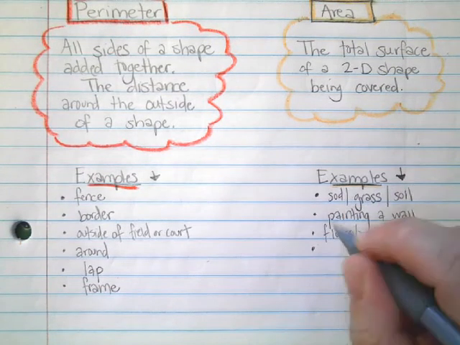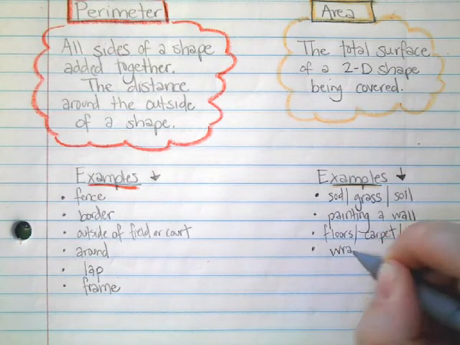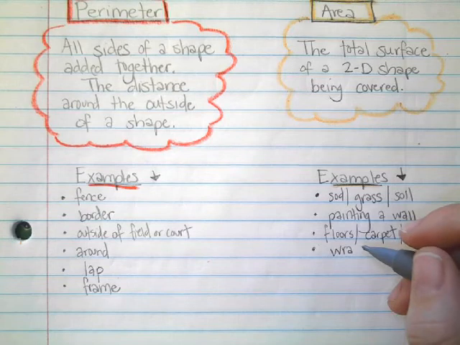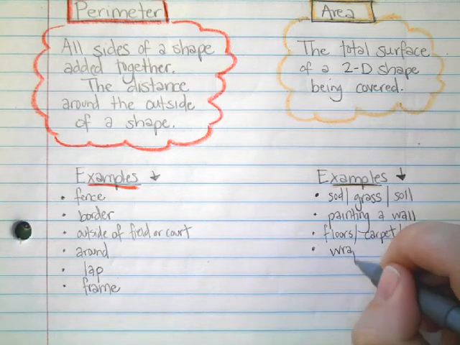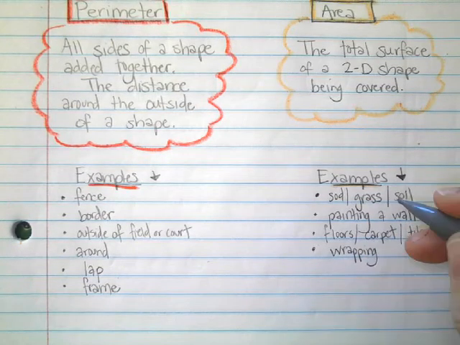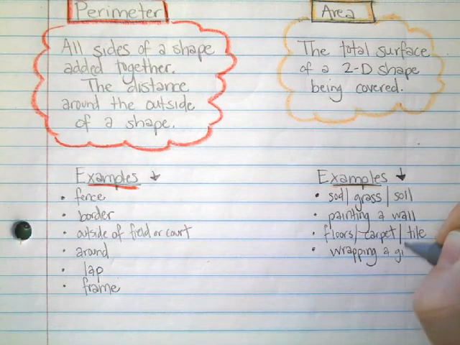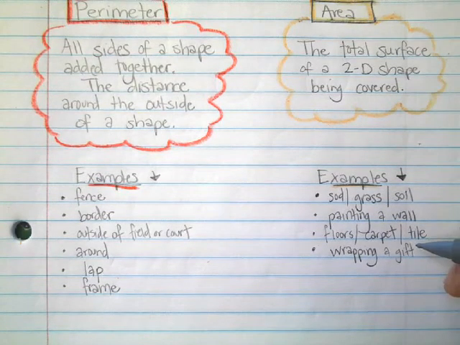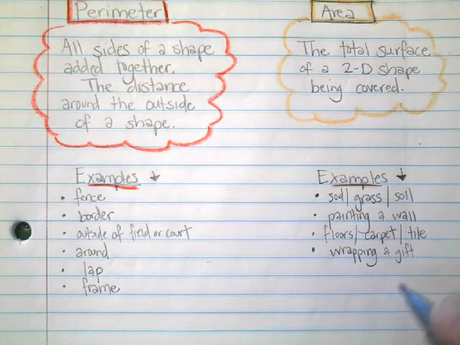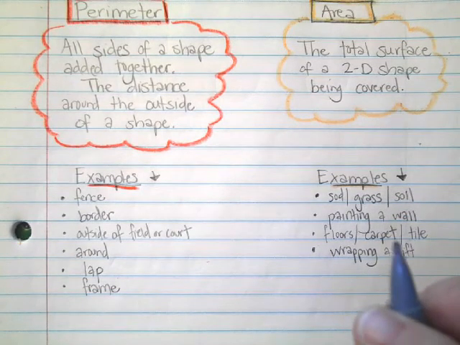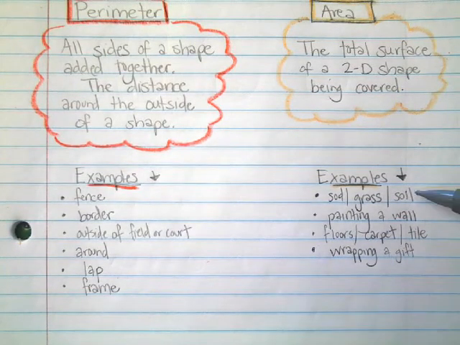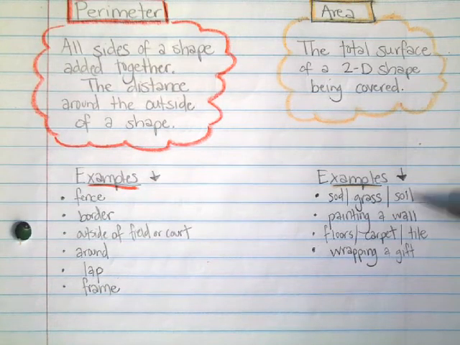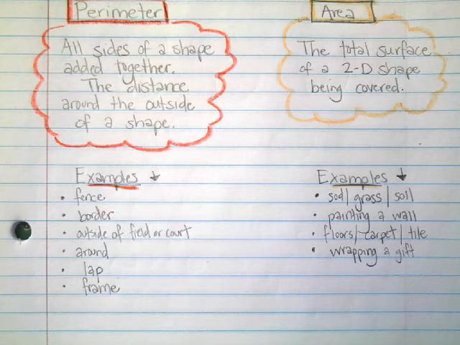Oh, what about this one? How about wrapping a present? You have to cover the surface of it, right? You don't just go around the top border or around the edges. You cover the whole surface. So wrapping paper. We'll say wrapping a gift. I think anytime you're talking about gardening or planting something in the soil, we kind of already said soil, that would work for that. We got painting a wall, laying carpet.